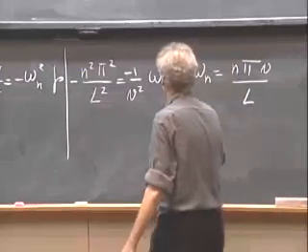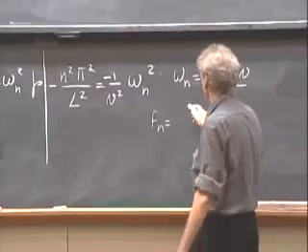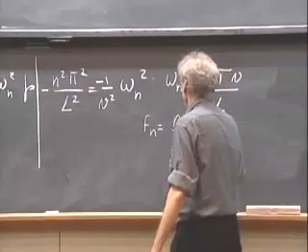And so if you prefer the frequency in hertz, then you have to divide this by 2 pi, so you get nv divided by 2L.